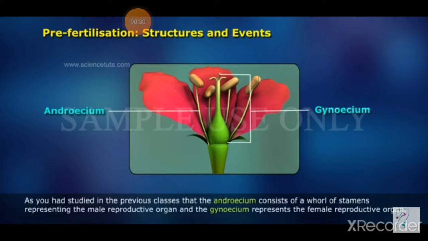As you had studied in the previous classes, the androecium consists of a whorl of stamens representing the male reproductive organ and the gynoecium represents the female reproductive organ.